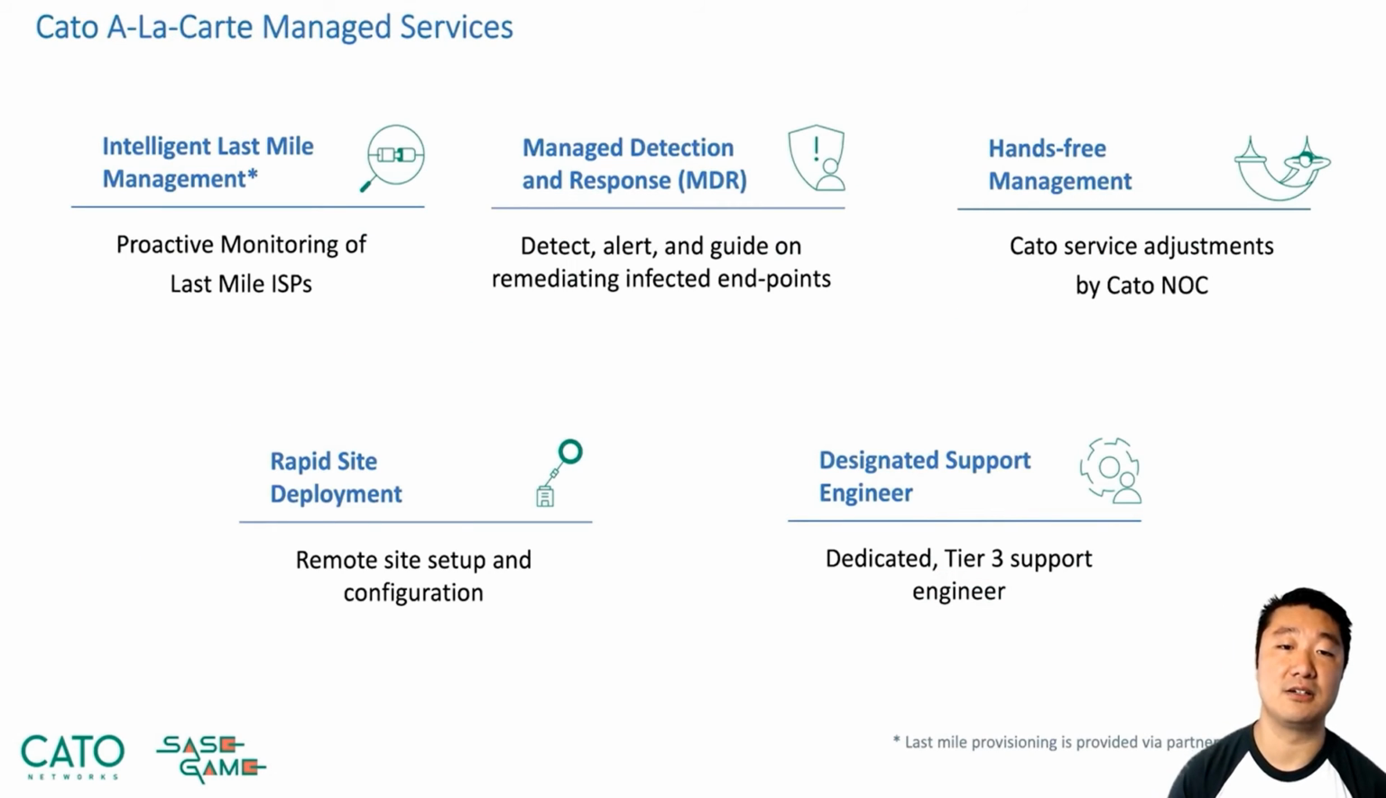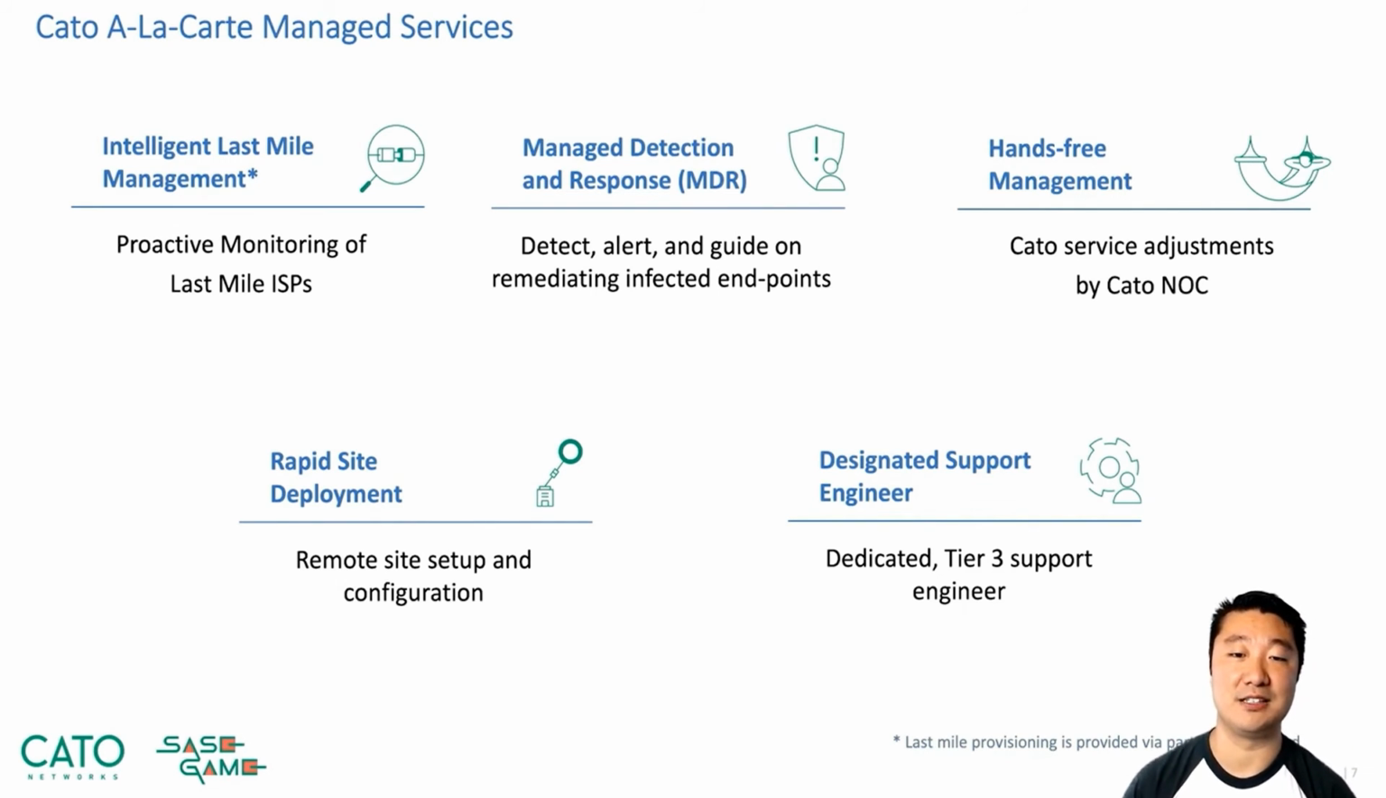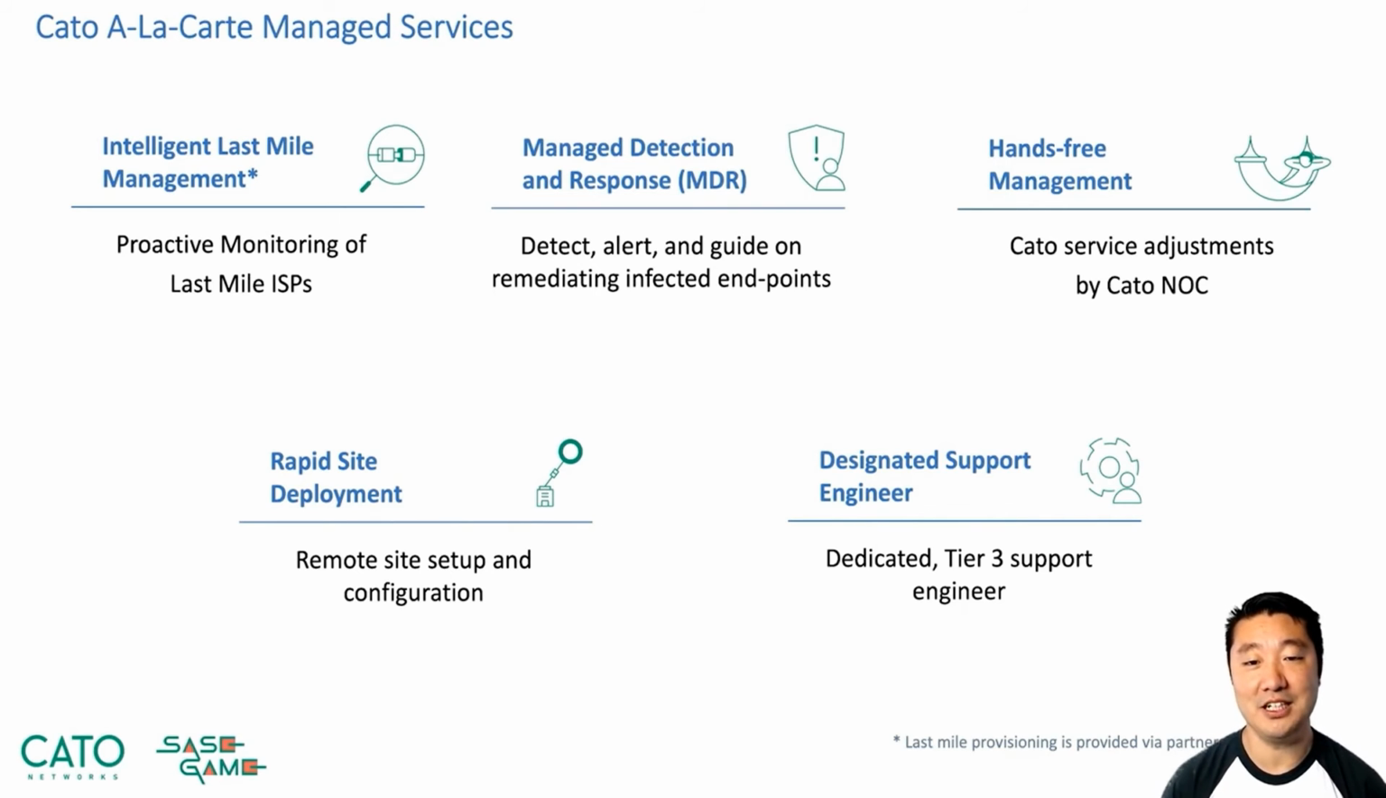On top of the Cato Cloud platform, we offer customers managed services, either directly or through our partners. Intelligent Last Mile Management provides 24/7 monitoring of last mile ISPs. We will detect link degradation or failures and work with the ISP until the issue is resolved. If needed, we can offer last mile provisioning through an ISP aggregator as well. Our MDR service provides ongoing monitoring of your network for compromised endpoints. We will notify you daily and guide you on how to remediate the malware infection.